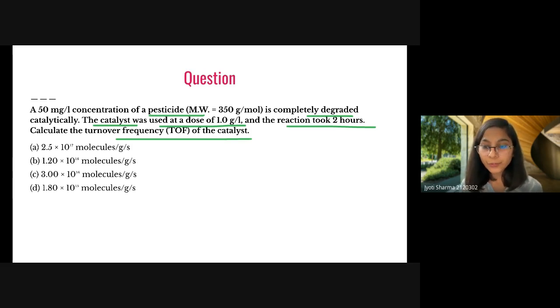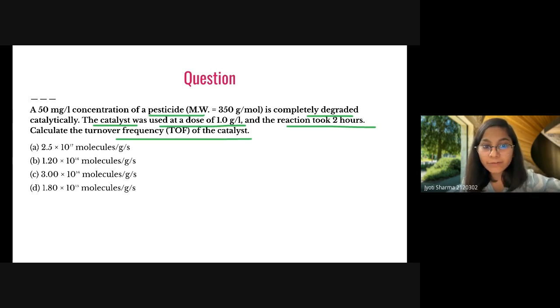What you have to do is, first calculate the moles of the reactant. After calculating the moles, you will go to the calculation of the molecules of the reactant. So you will have the number of molecules of catalyst and the number of molecules of the reactant. You will divide them and divide by the time, and you will get the turnover frequency. We have already discussed this turnover frequency.